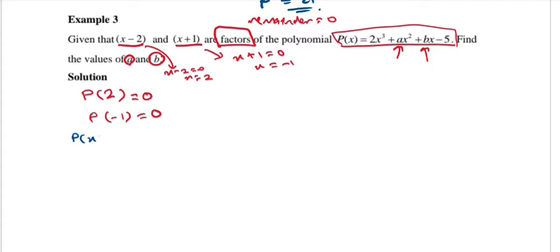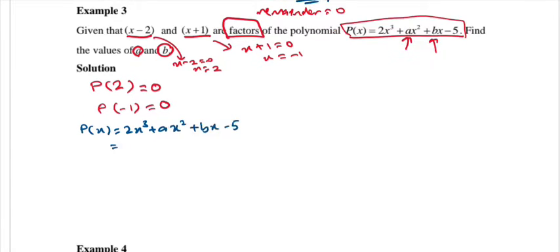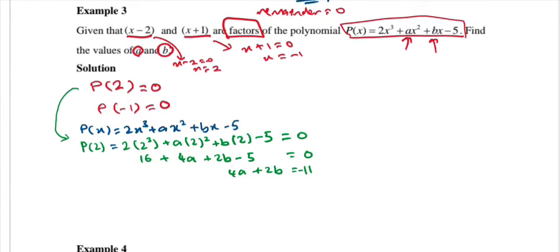Write down the polynomial. And then substitute our first information, which is p(2) equal to 0. So this means our x is 2. Substitute 2 inside, and then equate it to 0. Simplify this expression. You should leave a and b on the left side and the rest on the right side. Once you are done, this should be your first equation.